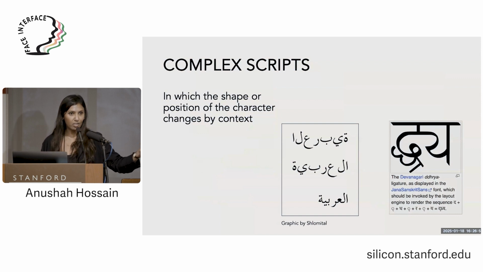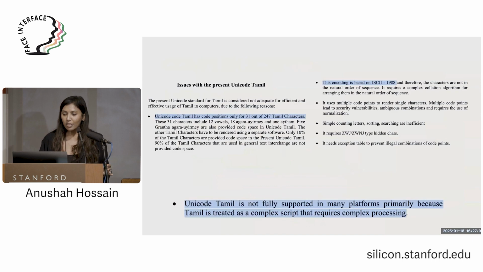So Arabic characters will have initial, medial, final representations. Indic scripts change in many different ways depending on what letter is next to them. And they require sophisticated text processing to appear correctly on the screen. The issue that the Tamil user community brought to Unicode was around this classification as a complex script.